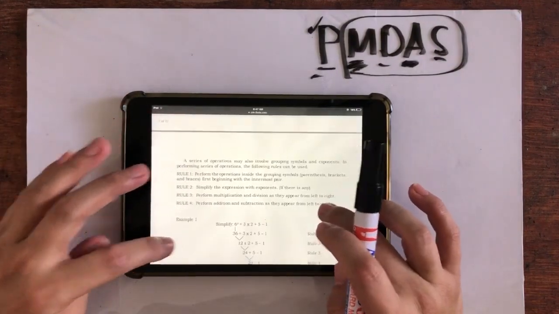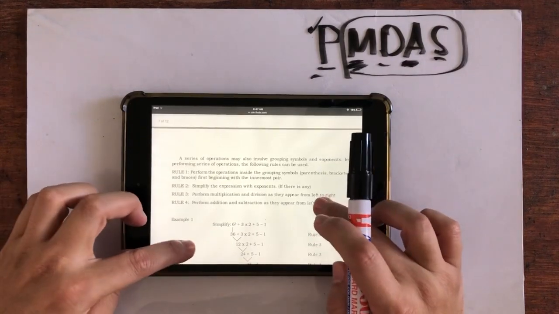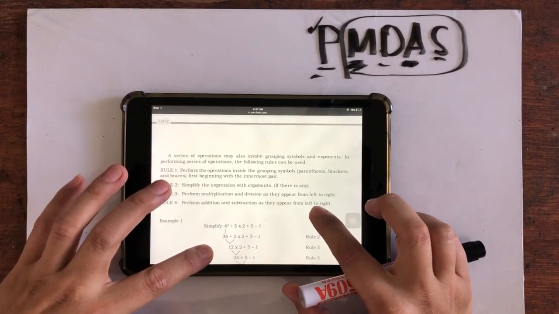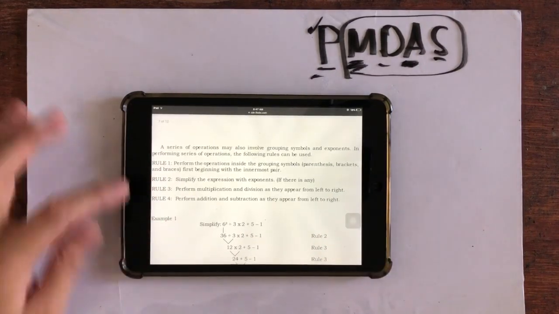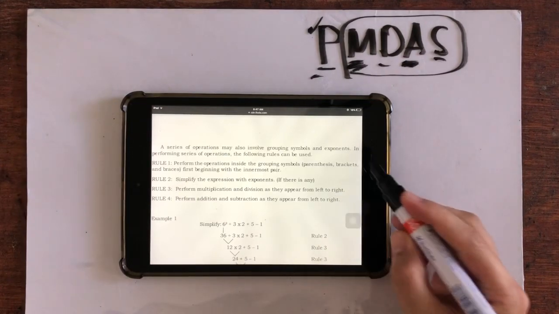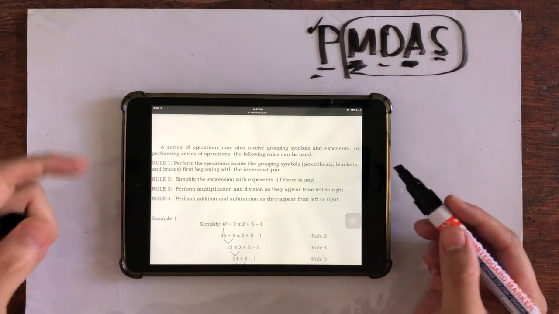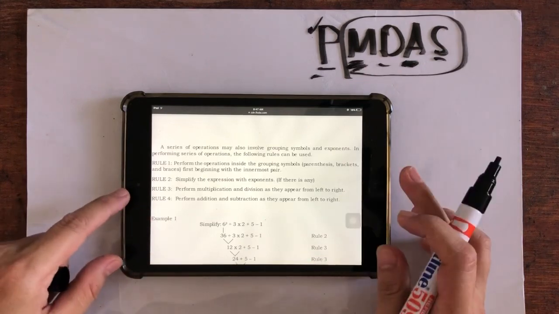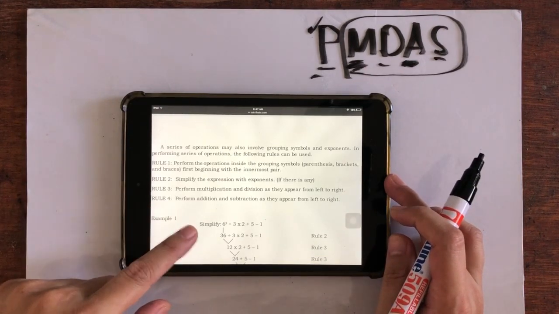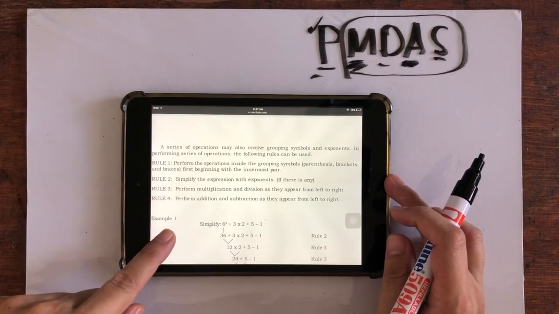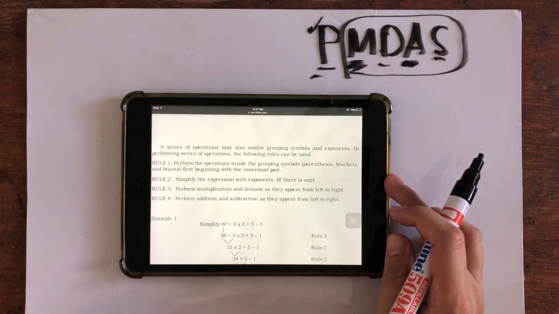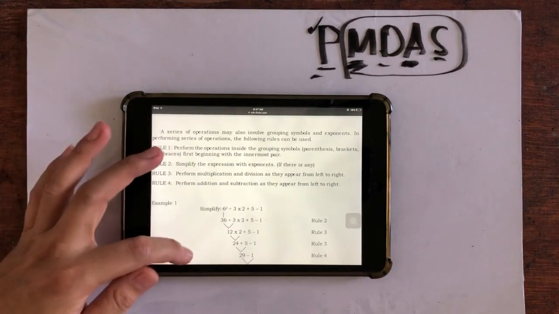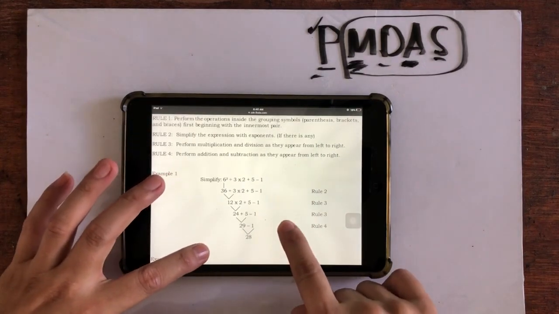So ito yung rule. Diba? Number 1 is you have to perform the operation inside the grouping symbol. So, kumbaga, yun nandoon daw sa parentheses. So, parentheses, and then, pwede siyang bracket, and then braces. And then, first, beginning with the innermost pair. Diba? And then, sabi rule number 2, simplify the expression with exponents if meron, rule number 3, perform multiplication and division as they appear from left to right. Okay? Ganito yan. So, ito yung sundan natin. So, ito yung example niya.